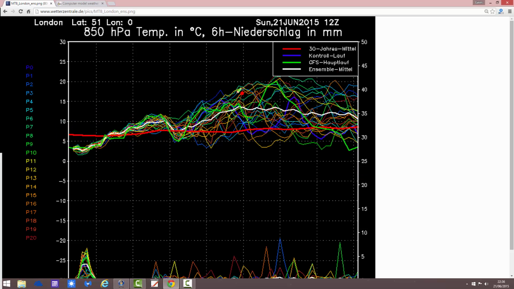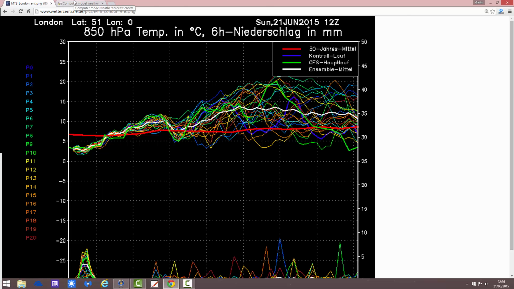Now, of course, what these charts don't tell you, or what the ensemble here doesn't tell you, is the actual weather type that's being delivered by these coloured lines, by these perturbations. So you can go through to other websites and have a look at how each individual member of the ensemble sort of translates to a synoptic scenario.